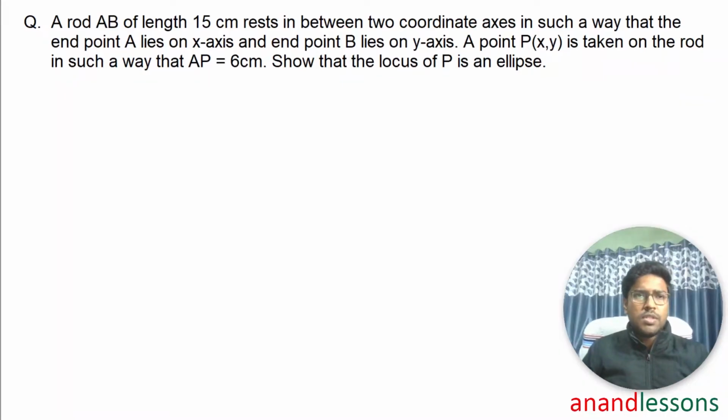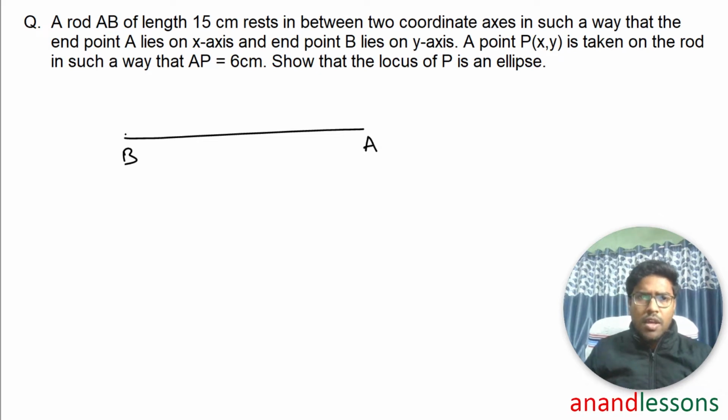So the question is, a rod AB of length 15 cm rests in between two coordinate axes in such a way that the end point A lies on the x-axis and the end point B lies on the y-axis. So we have a rod and let's name it AB. AB is a rod which is 15 cm long, and this is lying in between two coordinate axes.